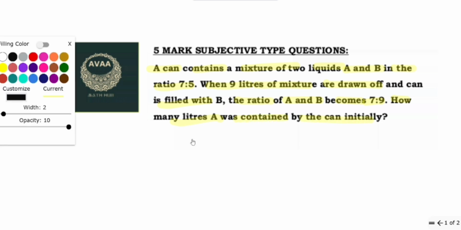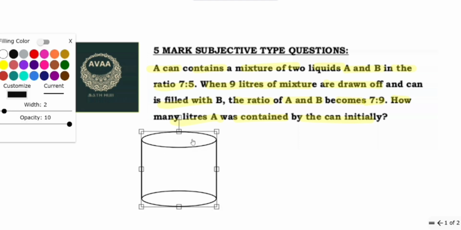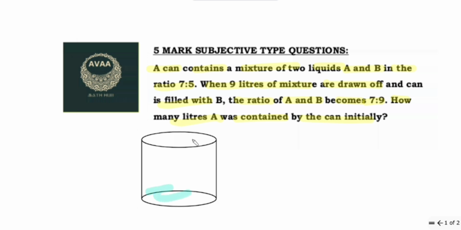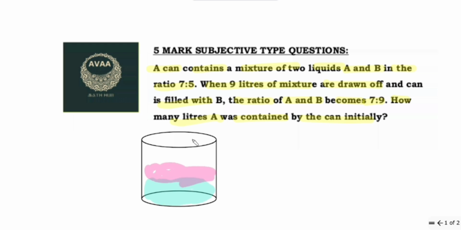It says we have a can. So we'll draw a can. In that, two liquids A and B we are going to mix. So this is our liquid A, and along with that we are going to mix our liquid B. Particularly they have mentioned the ratio 7:5. Suppose we take away 9 liters from this can and it is filled with B. Once we remove, it got filled with B.